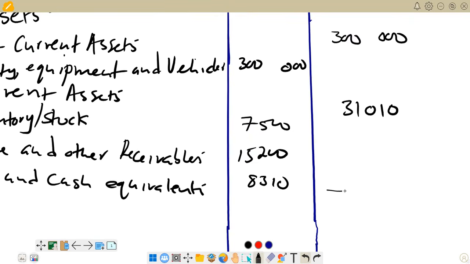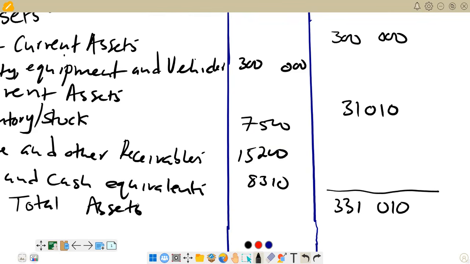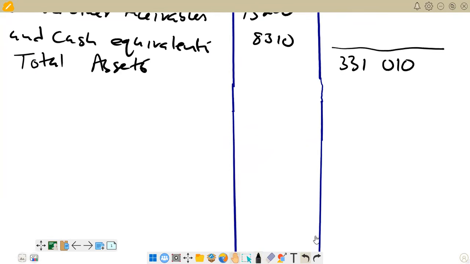Here now we add 300,000 plus 31,010, and we are going to get 331,010. So this is the total for total assets. So basically, this figure now represents total assets. So that's what we have in terms of the first balancing figure. So we can close it there to show that this is our first balancing figure. This one becomes our first balancing figure.